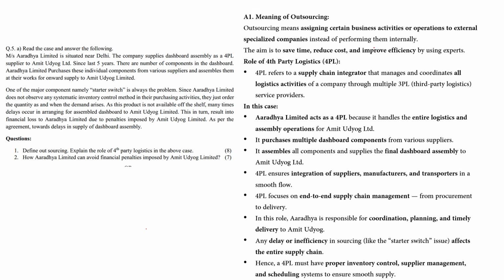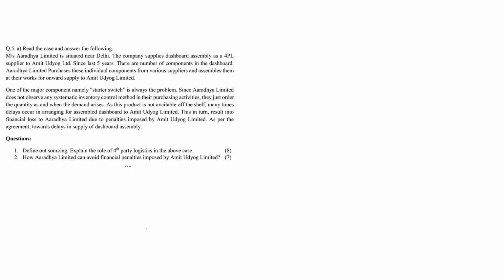Now the next question: how Aradhya Limited can avoid financial penalties imposed by Amit Udyog Limited. Again remember, it is given that they do not have a proper inventory control system. They order as and when the demand arises. The goods are not available easily, so delays are happening, and because of that, in the agreement there might be some clause for delay, so they are having a lot of financial losses. So now we have to improve those areas. Let us see how we can do that.